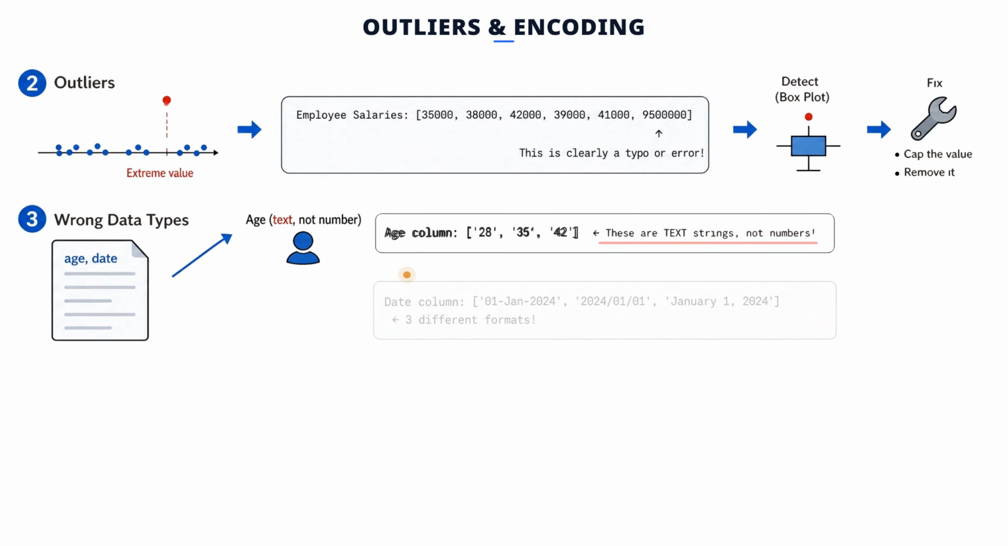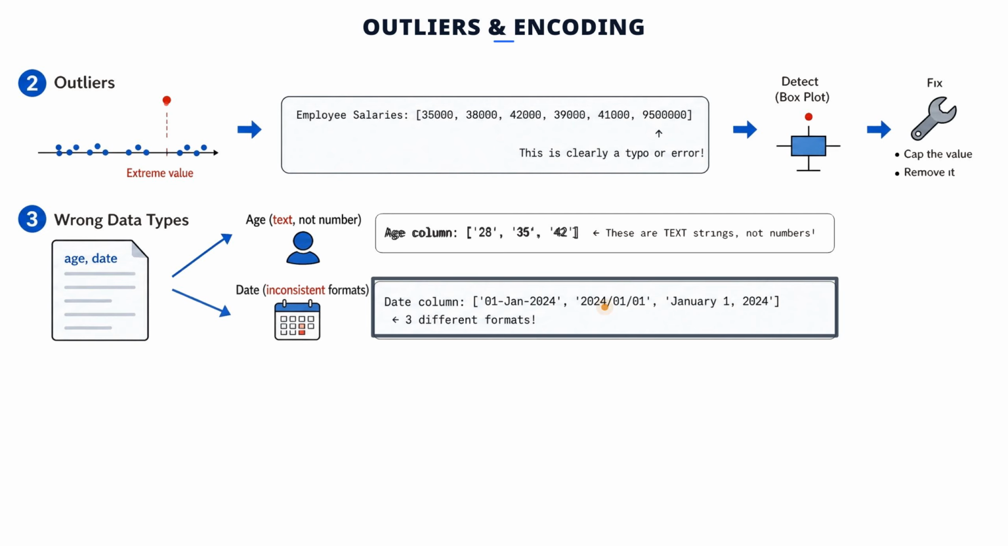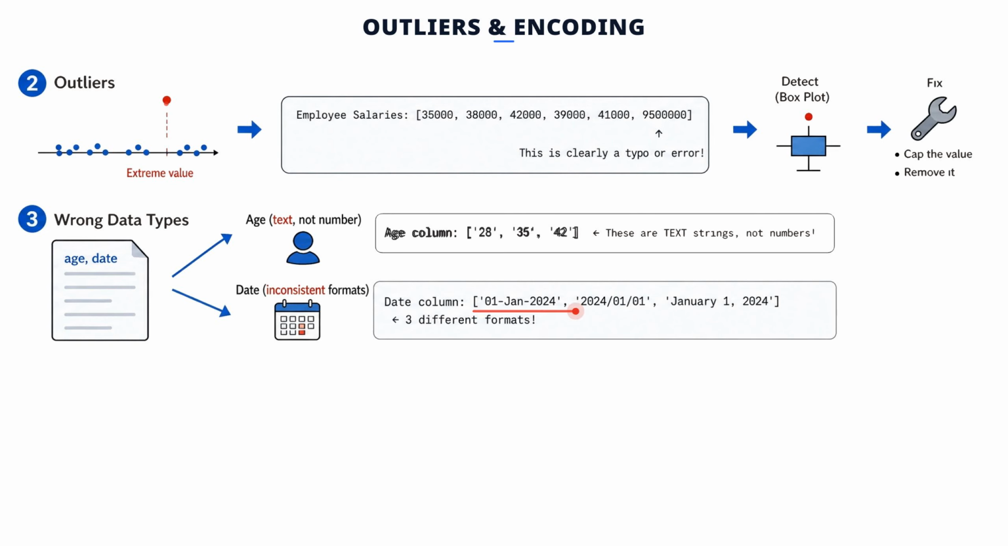It's the same story if we look at the date column below. We have three completely different formats representing dates. AI can't process that chaos. To resolve this, we use programming functions to force all of these into a clean, uniform format before feeding it to the model. The fourth data preprocessing problem involves categorical encoding.